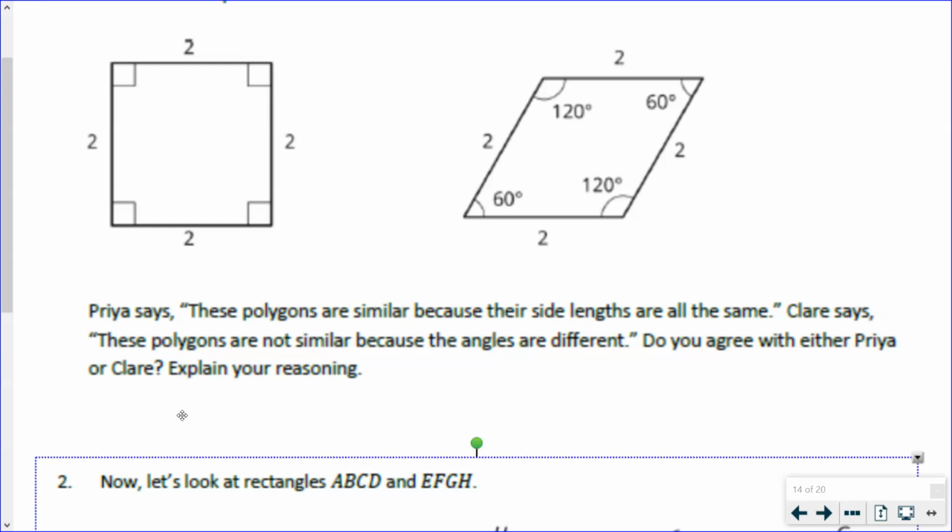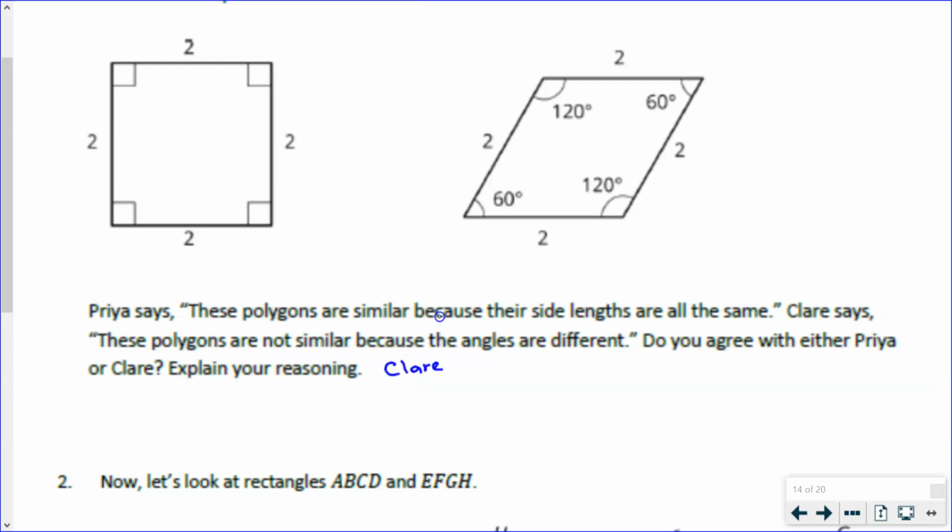Thank you, Parker. What do you think? Why do you think Claire is right? And why does that mean it's not similar? Okay, but is similarity dealing with just what they look like? Go back to the definition of similarity. Add to what Parker is saying and help him out, please, Mason.